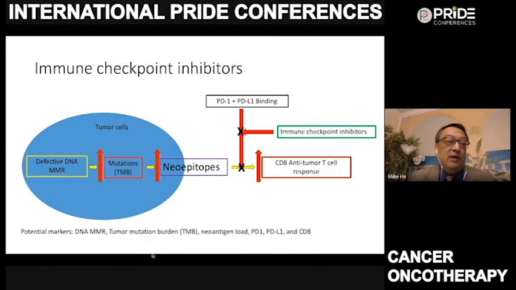So you can imagine the key players involved in this pathway could be markers for this checkpoint inhibitor therapy, which could include DNA mismatch repair genes and their products, the somatic and non-synonymous mutations from the tumor cells and neoantigen load, or the expression of inhibitory receptors or ligands such as PD1 and PD-L1, and also the main player of the T cell immune response, represented by the CD8 T cells. Next slide, please.